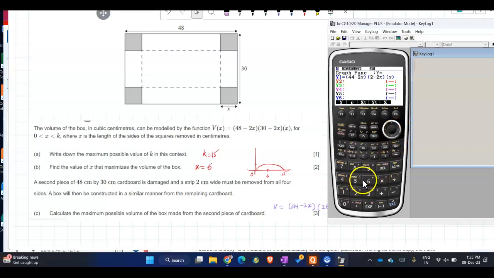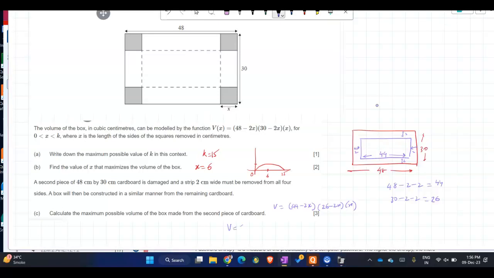Correct. G solve, max. Max you're finding. So the maximum volume is 2726. That's the maximum volume. You have to find where it's maximum. Yep, so that's 2726. I got a different value.